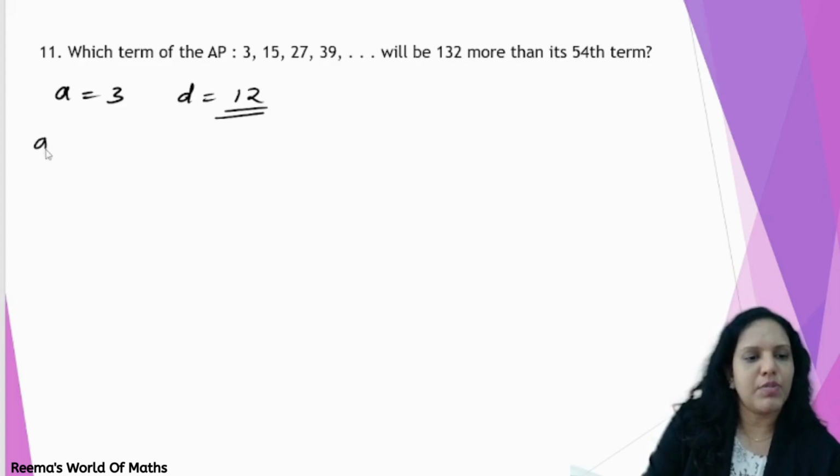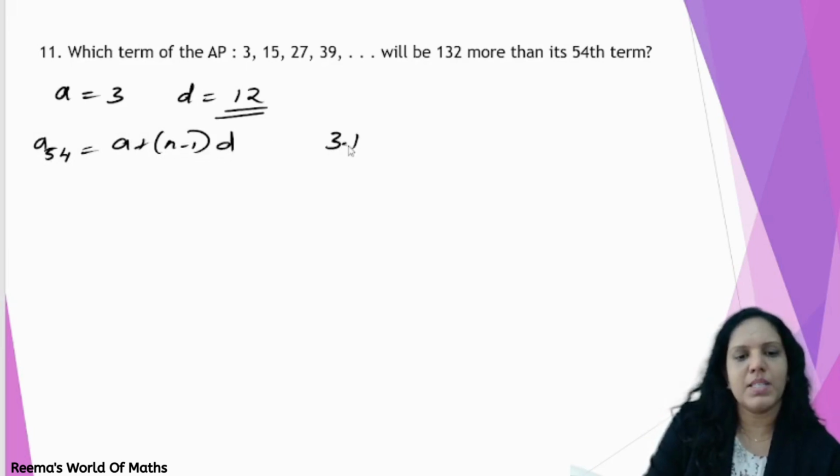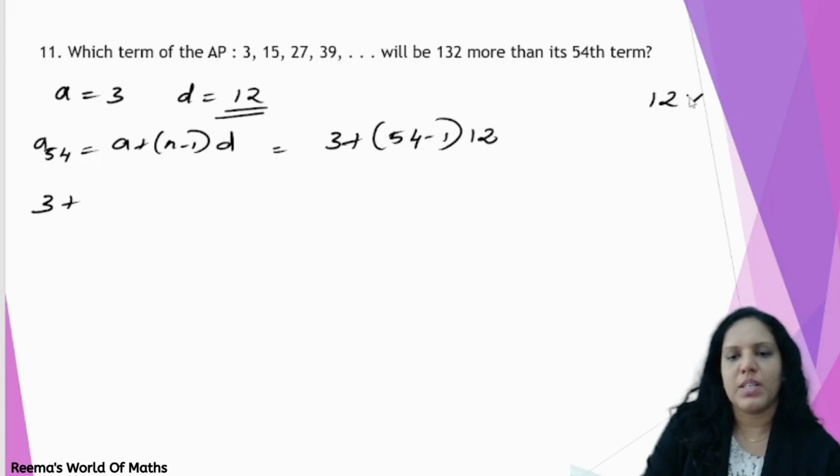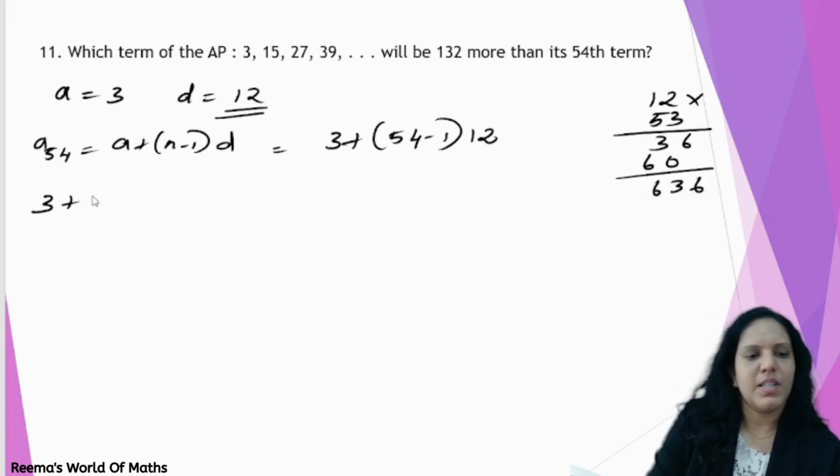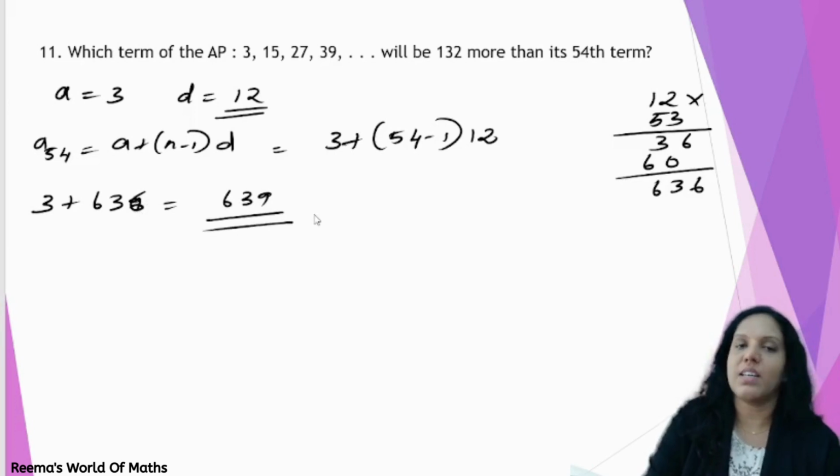So that is A54. A54 will be A plus n minus 1 into D, which is 3 plus 54 minus 1 into 12, which equals 3 plus 53 times 12. So that is 12 times 53, so that is 636. 3 plus 636, that is 639. So the 54th term is 639.